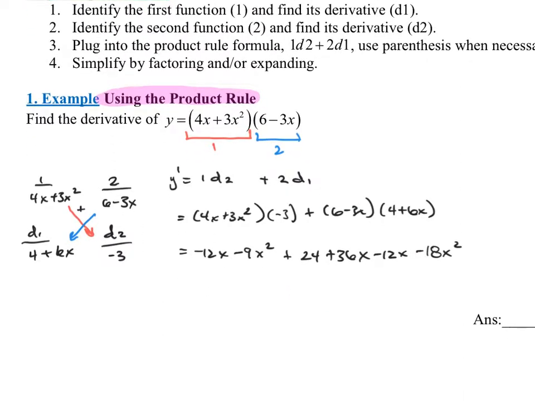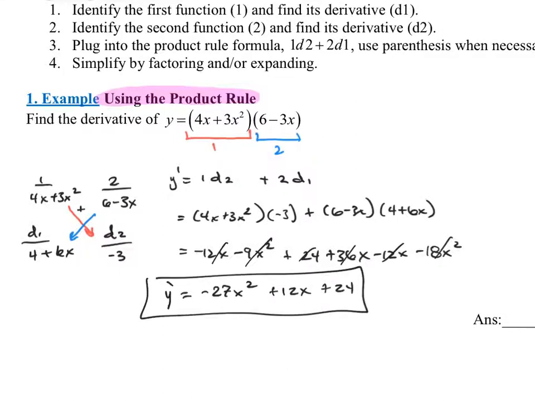Let's write it in descending order and combine like terms. I see a negative 9x squared and a minus 18x squared, which is negative 27x squared. I see a minus 12x and a plus 36x. That should give us our plus 12x. And then the last term we have left is a plus 24. And there it is. That's our derivative function. Now go ahead and look at what we got when we expanded it out. That's the exact same answer we got: negative 27x squared plus 12x plus 24.